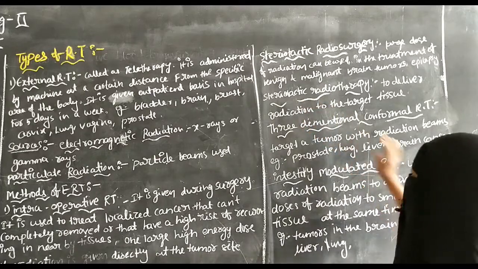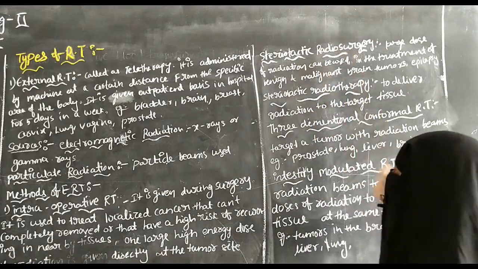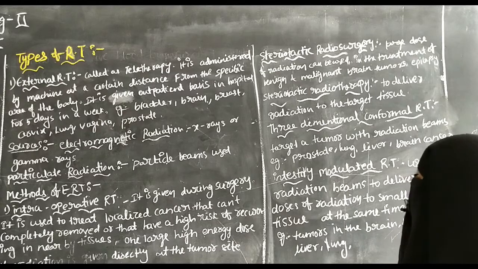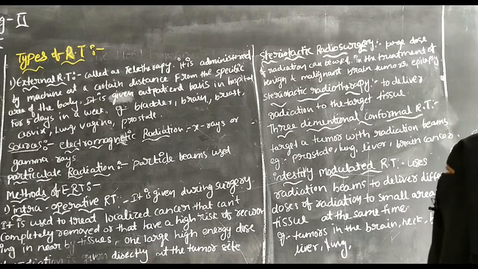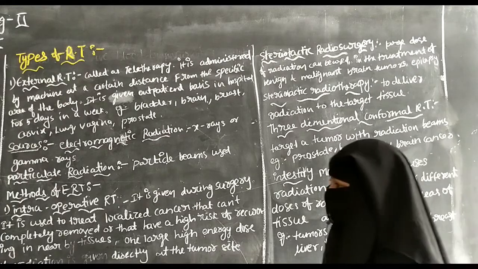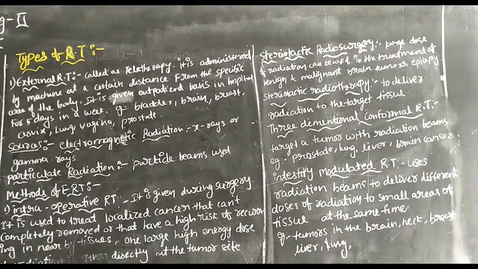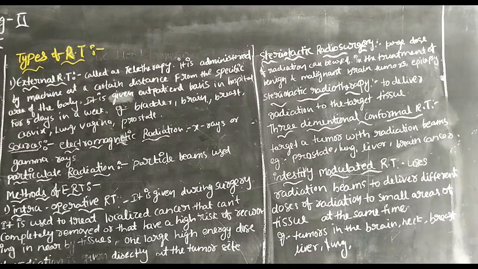Next one is stereotactic radiotherapy. It is the same as stereotactic radiosurgery. In stereotactic radiotherapy, the radiation is administered to treat benign and malignant brain tumors and to deliver radiation to the target tissue. A large dose of radiation is administered to the target tissue. It is called stereotactic radiotherapy.